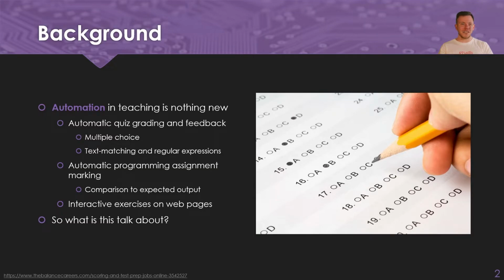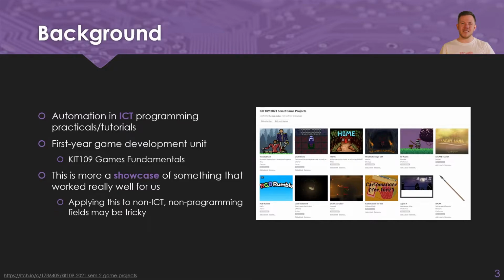So, automation in teaching is not really anything new. There's plenty of examples as listed on these slides. We're just going to be talking about one particular example of how we've implemented automated feedback and automated tutorials in our units. The tutorials that I'm going to be talking about in this lightning talk are programming and game-based in nature, and so it's hard to apply this specific technique to other areas. This is more a showcase of something that we're really proud of what we've done.